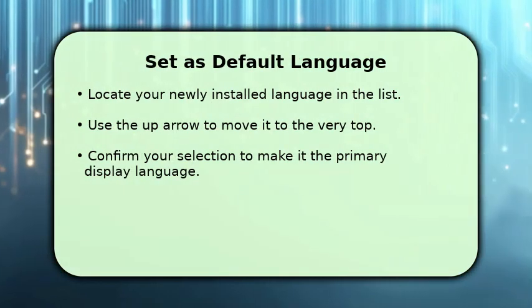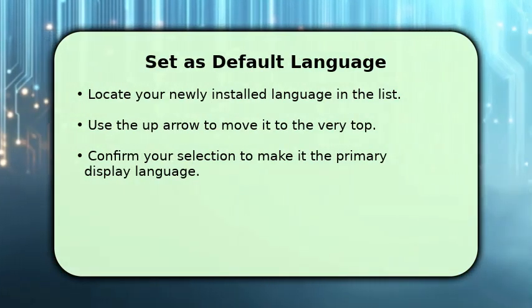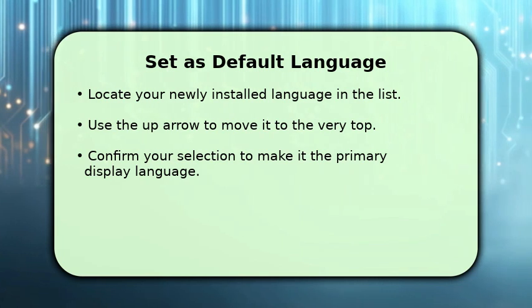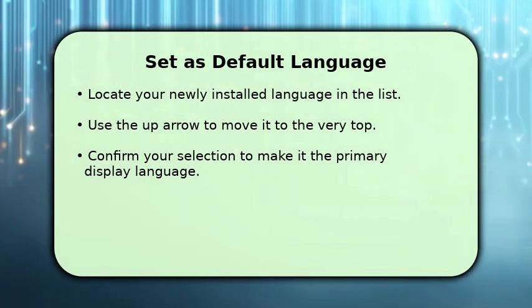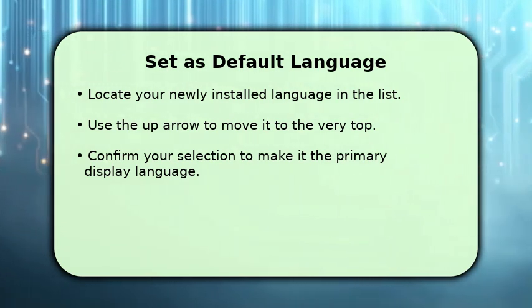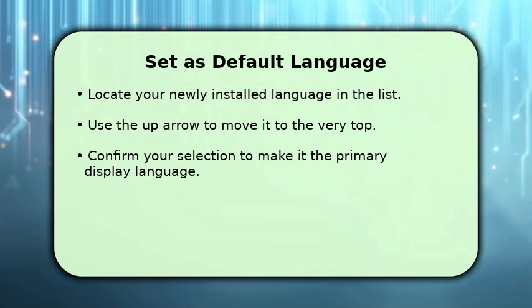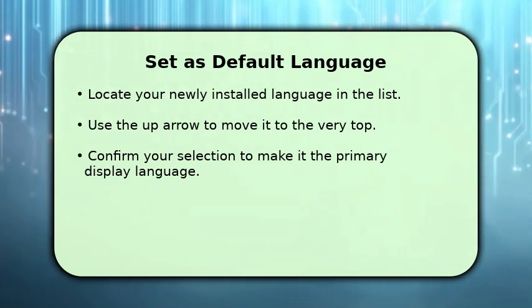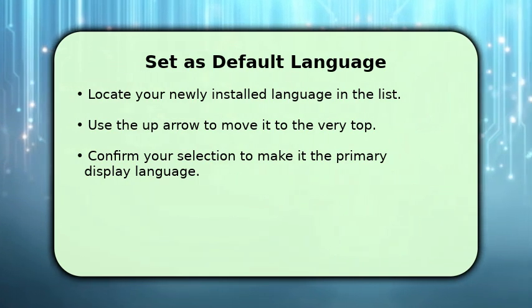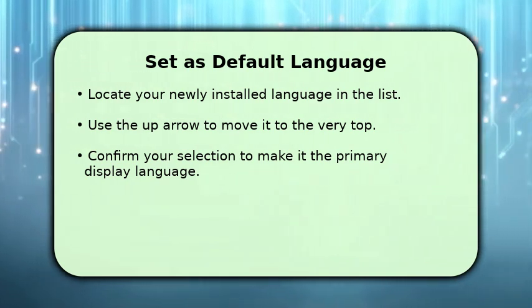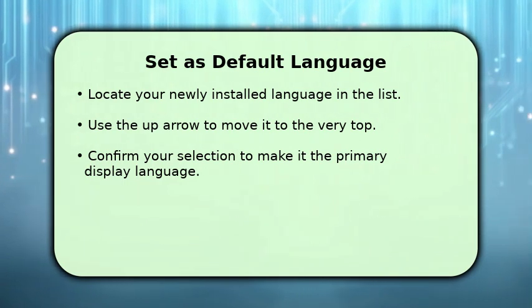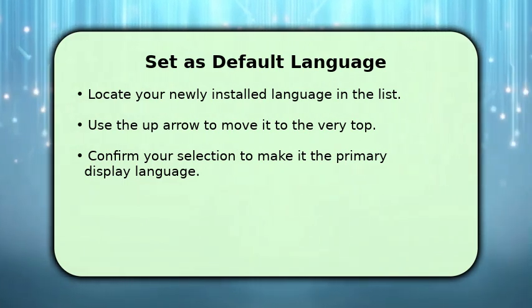With your new language installed, it is time to make it your primary display language. In the list of languages, find the one you just added. Click on it, and you will see an option to move it up. Move it to the very top of the list. This action designates it as your default system language. Also, ensure that the necessary language pack components are fully downloaded for a complete experience.